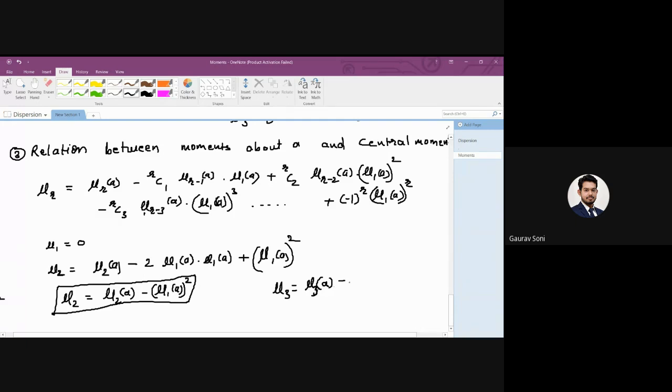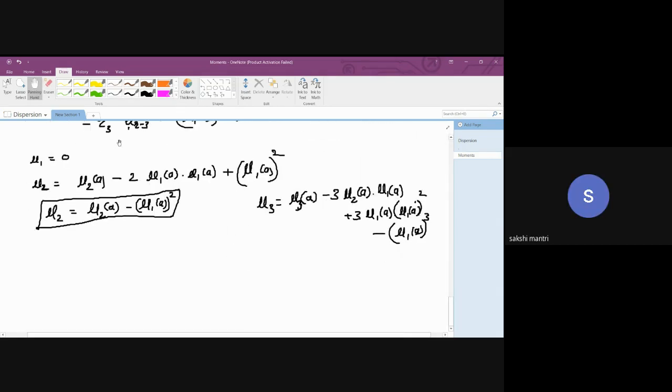So mu3 of A minus 3 times mu2 of A into mu1 of A. The next term will be plus 3 mu2 of A into mu1 of A square. And the last term will be minus mu1 of A cube. I hope you have got this. I got just similar.